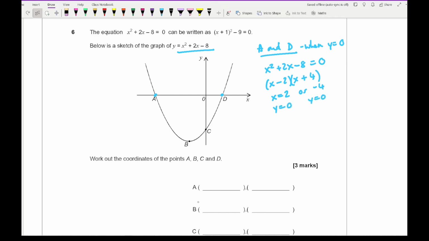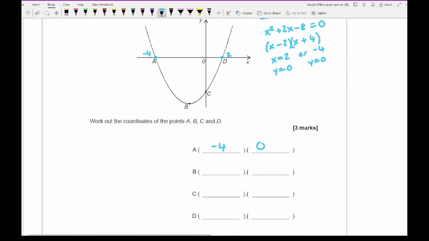So for my coordinates, I'm going to assume that this is going to be at 2, and this is going to be at minus 4. So the coordinates of A are going to be minus 4, 0, and the coordinates of D are going to be 2, 0.